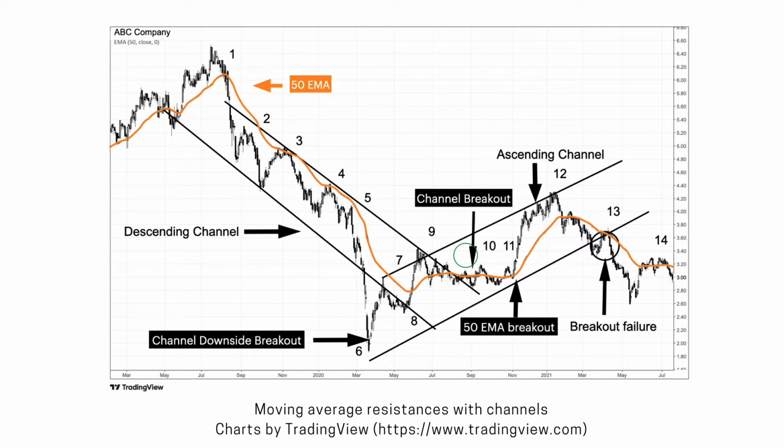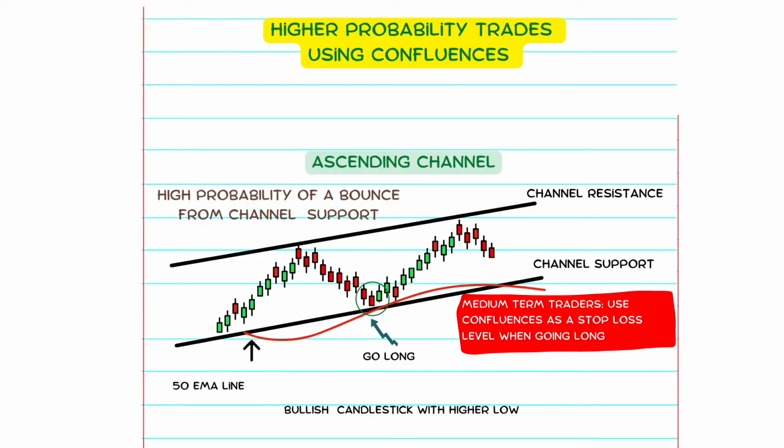So we will be able to confirm breakouts through confluences of moving averages and channel lines. But in point 13 and 14, we see that price also broke below both the moving average and the ascending channel support line. Therefore, we have a breakout failure. The confluence between the moving average line and the channel support line is one of the best setups to go long in an ascending channel. Seek out high probability setups such as these to increase the chance of a winning trade.